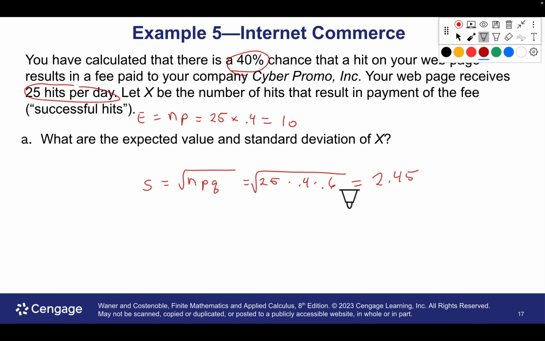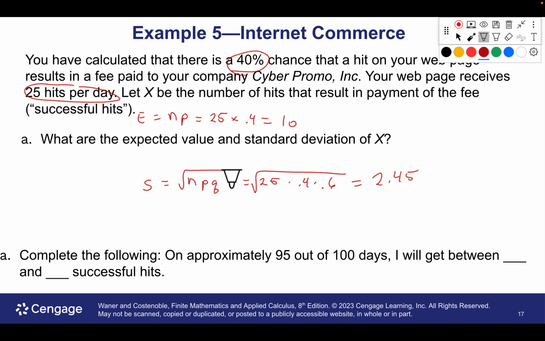So we've got 10, and again, remember that rule, if n times p is 10 or bigger, we're about there. And then what does this say? We could expect 95 days out of 100. What we would expect is to take that 10, subtract 2 times that standard deviation, that would be at the lower end, and 10 plus 2 times the standard deviation.